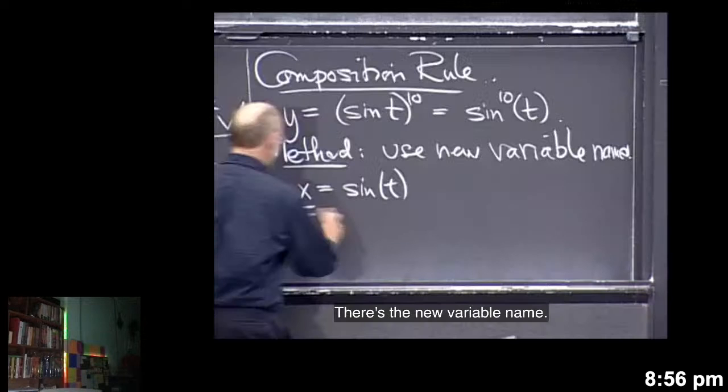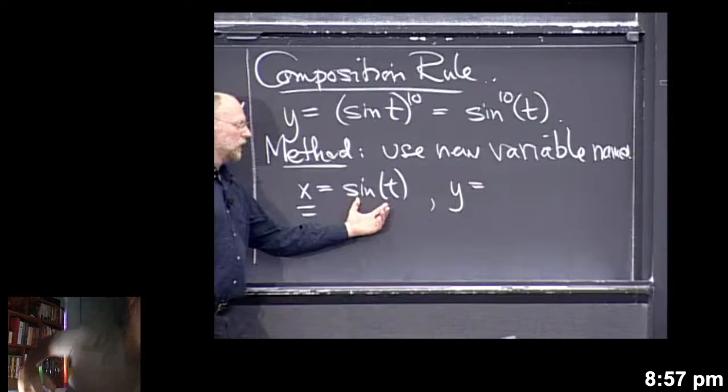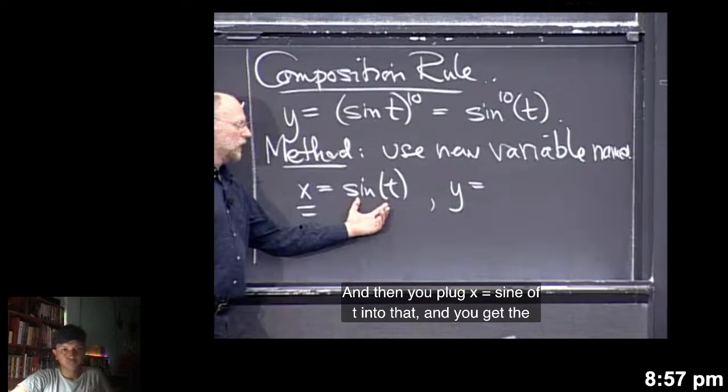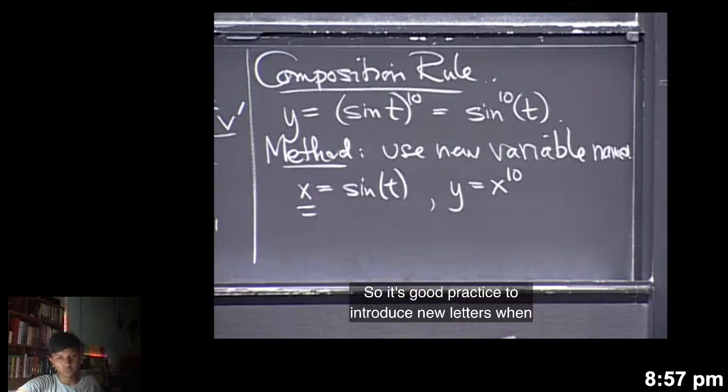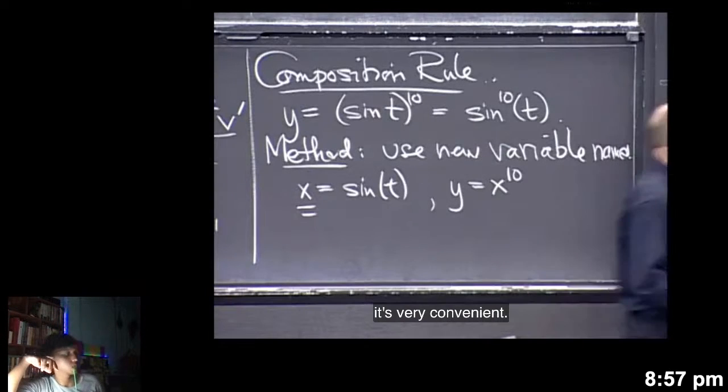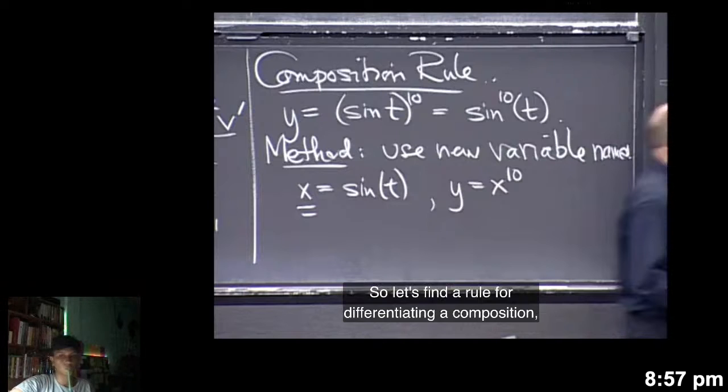And then I express y in terms of x. So y says, take this and raise it to the 10th power. In other words, y is the function x to the 10th power. And then you plug x equals sine of t into that, and you get the formula for what y is in terms of t. So it's good practice to introduce new letters when they're convenient, and this is one place where it's very convenient. So let's find a rule for differentiating a composition, a function that can be expressed by doing one function and then applying another function.